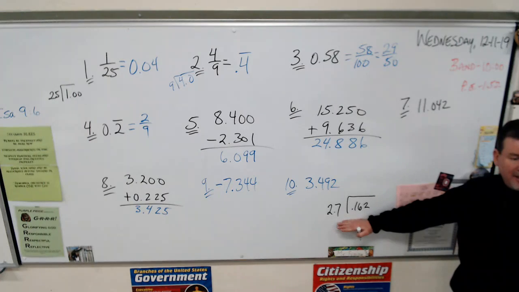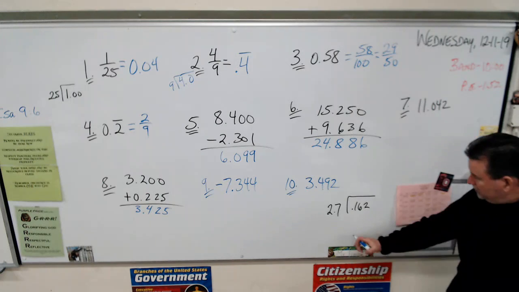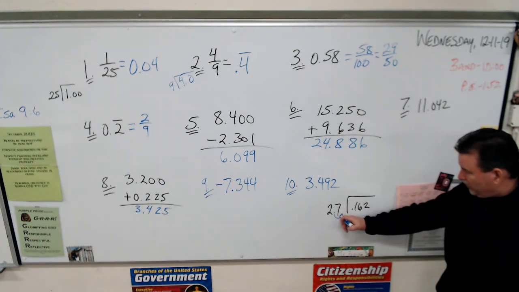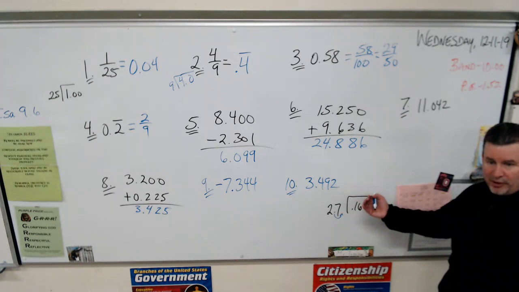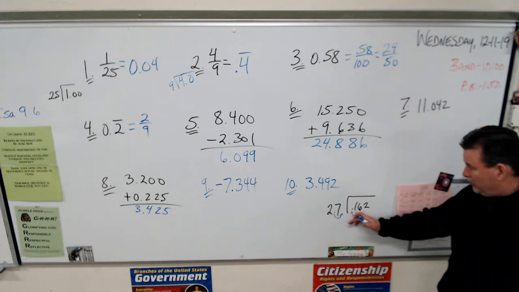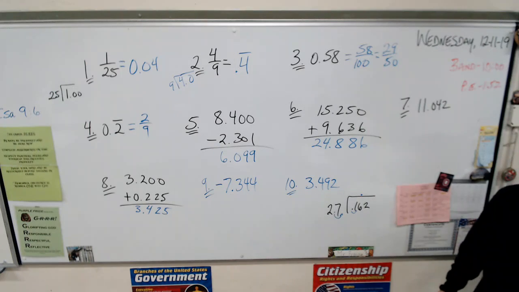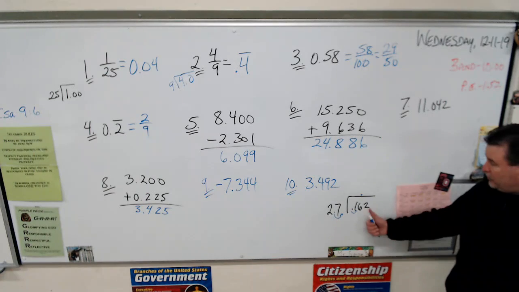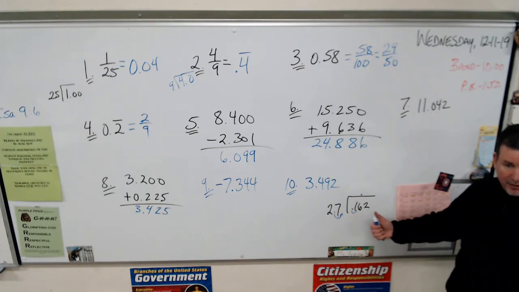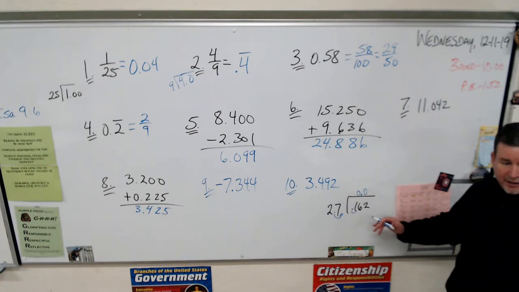I recognize that when I divide with decimals, I can eliminate the decimal and make it a whole number. Wait, I can't do that unless I do the same thing inside the box. Straight up, there's my decimal point in my answer. I moved it one to the right out here, so I have to move it one to the right in there, and then straight up. Right? 27 doesn't go into 1. 27 doesn't go into 16. 27 does go into 162.